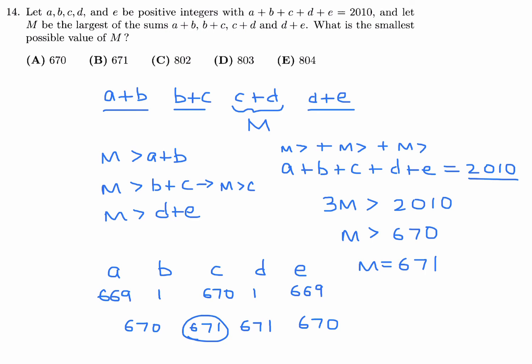Wait, what's interesting about that is that it makes me think that there's a tie here. M is the largest, but it's not the sole largest. I guess with the wording, we have to take into account that it didn't tell us that it could be a tie. So that means that this M right here is actually greater than or equal to this B plus C, right? Because in our case, we got it to be equal. So it's just a minor little thing that I just wanted to point out. But in any case, the answer is 671. Hope you understood that. So number 14, the answer is B.